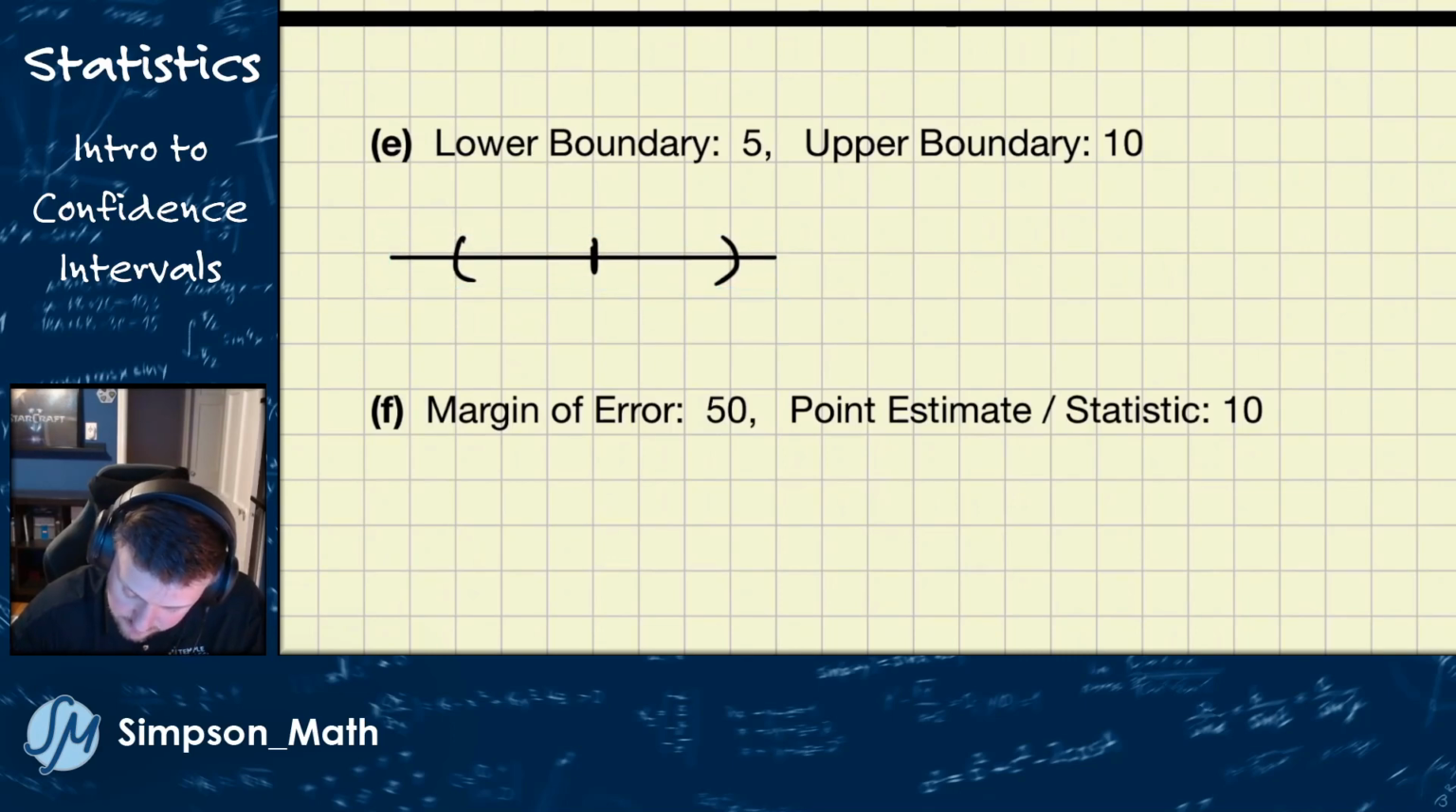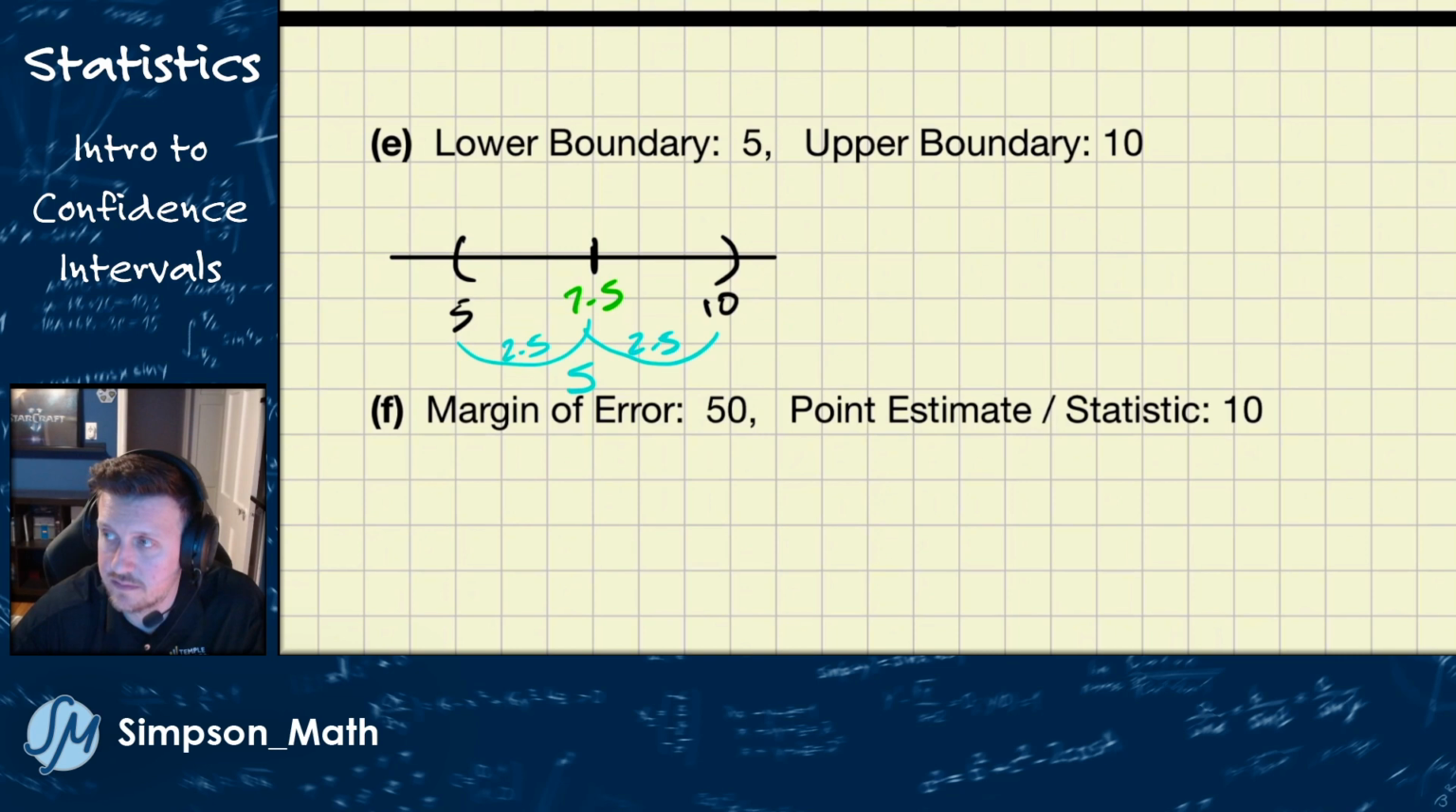I'll use my little graph. My lower boundary is 5. My upper boundary is 10. So that might be helpful to visualize this. There's a few ways you can go about doing this. We could see that the total distance is 5 units, so each of those halves would be 2.5. Then if I do 5 plus 2.5, that's how I get 7.5.